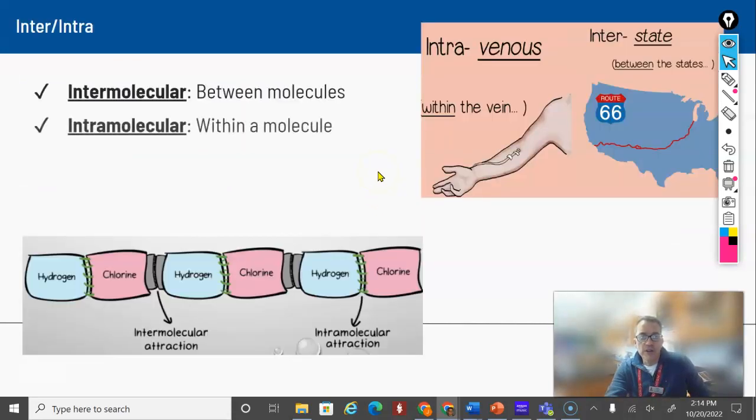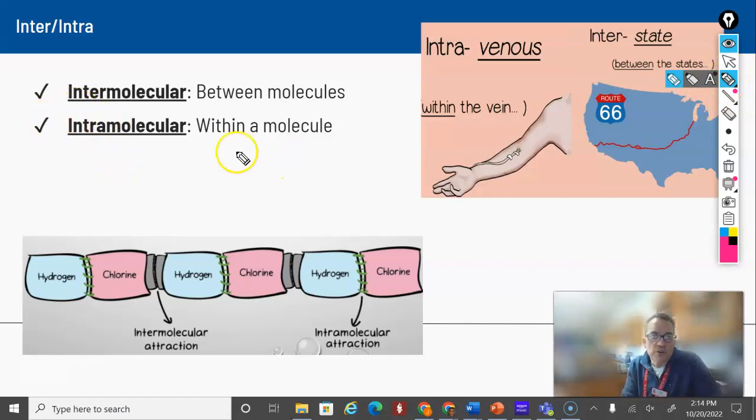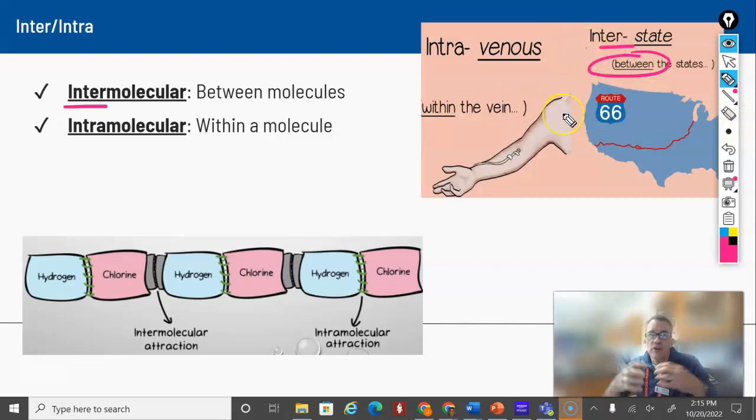So to begin with, let's look at the difference and similarities between inter and intramolecular. They have different prefixes. These are good prefixes to know just in general to help you with other words. Inter generally means between. So we have an interstate highway. That is a highway going between a couple of states. So typically when we put this in front of a word, we're talking about two different things being joined somehow.